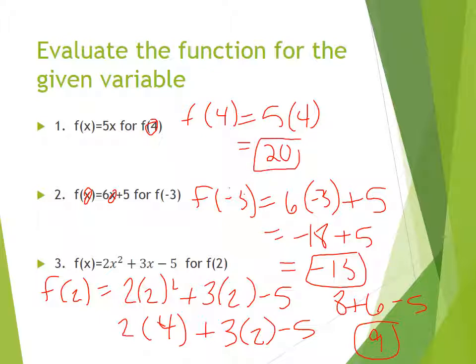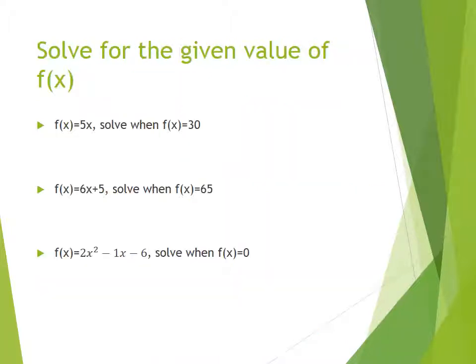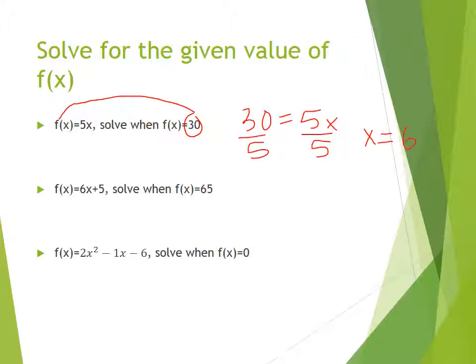So when I know the x, when there's a value in place of the x, then all I got to do is plug it in and do the math. On the other hand, when I know f of x equals something, then that's when I have to solve. So here f of x equals 30, so that 30 goes in for that f of x. So 30 equals 5x. Divide by 5, so x equals 6. So when I'm evaluating, I'm going to end up with a number. When I'm solving, I'm going to end up with x equals a number.